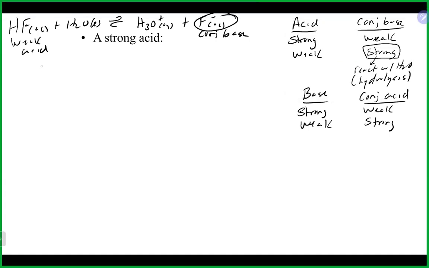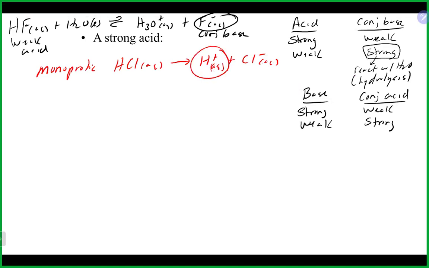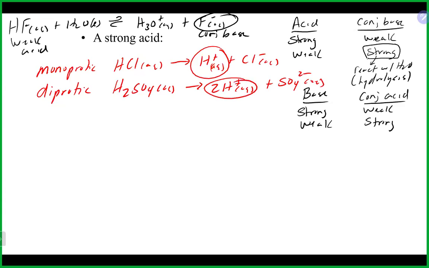We have one that's referred to as a monoprotic acid, and that is something like HCl. When HCl breaks apart, it will only produce one hydrogen. We could have something that's known as a diprotic acid, di meaning 2. When something like sulfuric acid breaks apart, it has the ability to release not one hydrogen, but actually 2 hydrogens. And that's why it's known as diprotic.